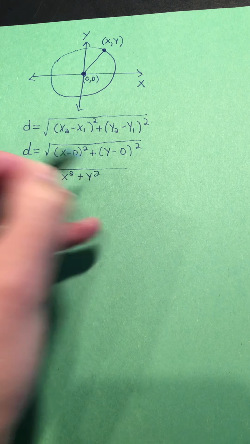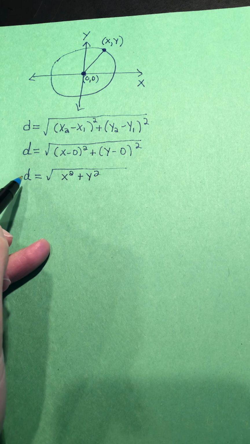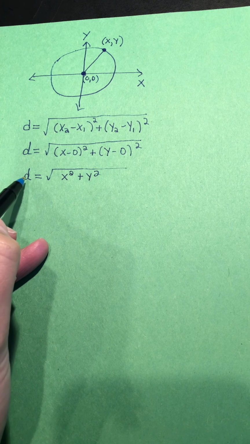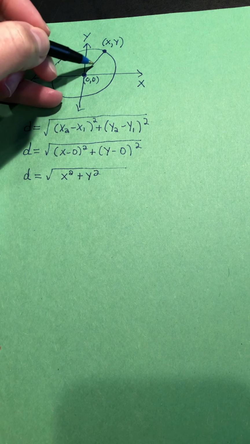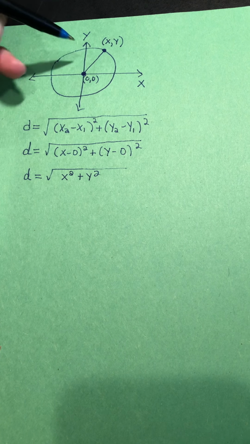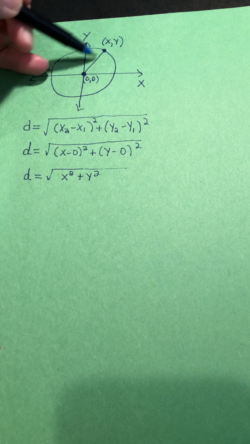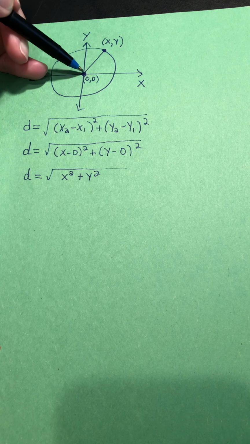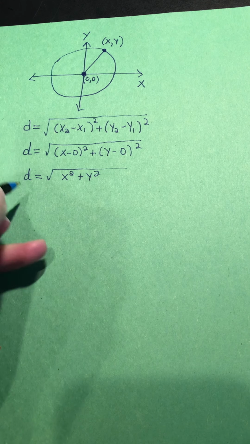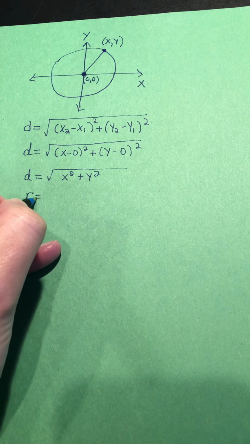Okay, now we need to do something else. Instead of calling this value d, you and I both know from geometry that this would be called the radius of the circle. So instead of d, I'm going to use r, okay?